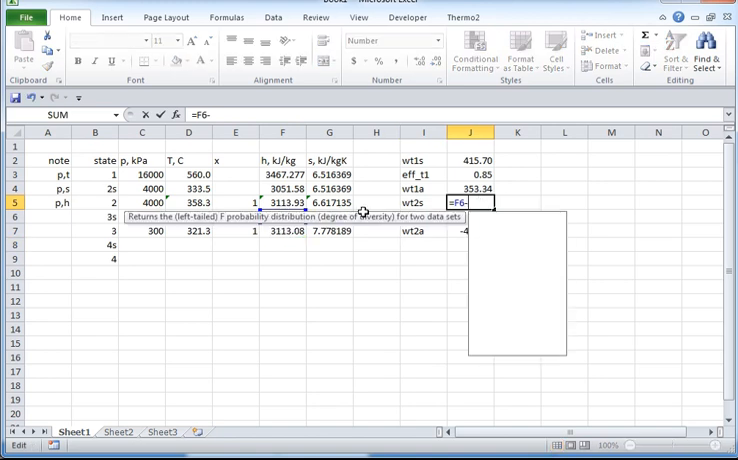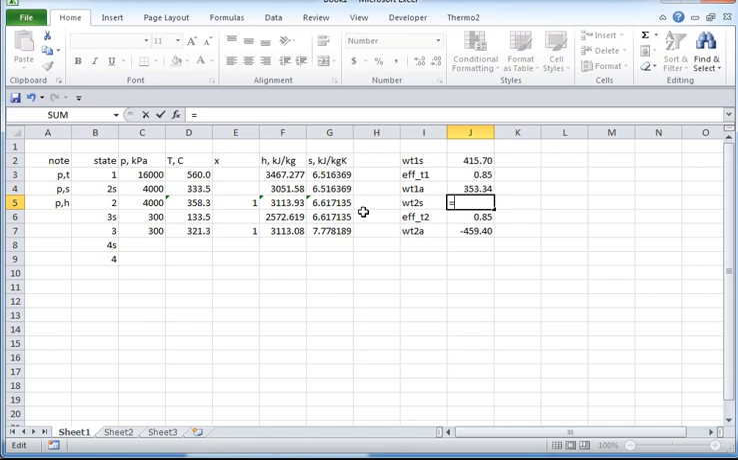Just redo the formula. So what it is, you're coming in at state 2 and you're expanding to state 3s. So the isentropic work would be 541 kilojoules per kilogram. You multiply that by 85%, you get the actual work. And you use that to update right here. So you start here and you subtract off that much. And there we go.